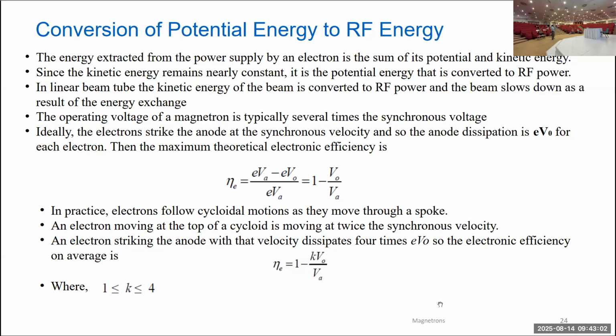In practice, electrons follow cycloidal motion. They exchange energy many times, and the efficiency of these electrons is decreased, and the electron striking the anode with that velocity dissipates 4 times eV0. The electronic efficiency on average is this, where K can be 1 to 4, depending on how many cycloidal motions it has performed before hitting the anode or cathode.